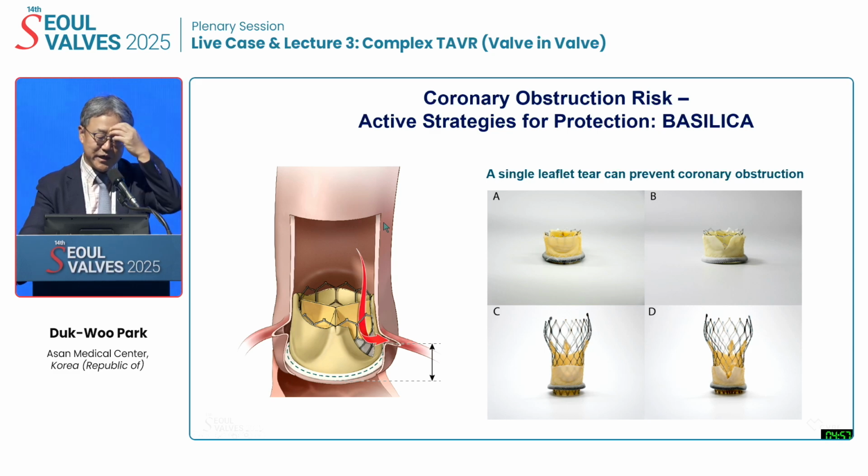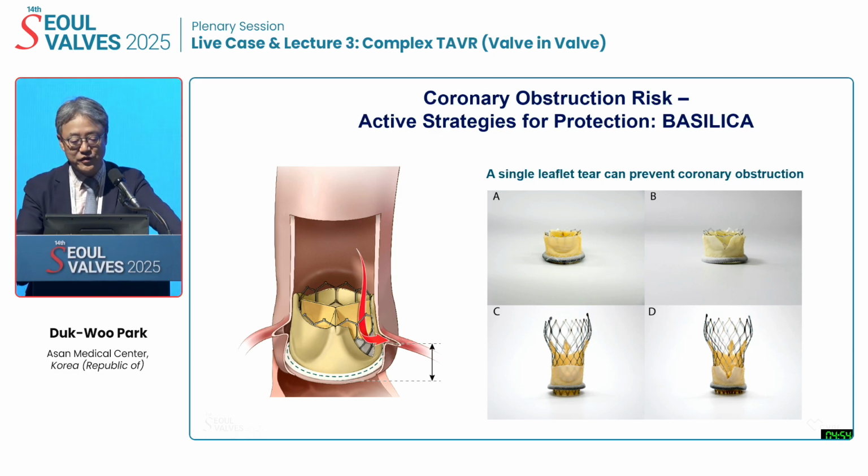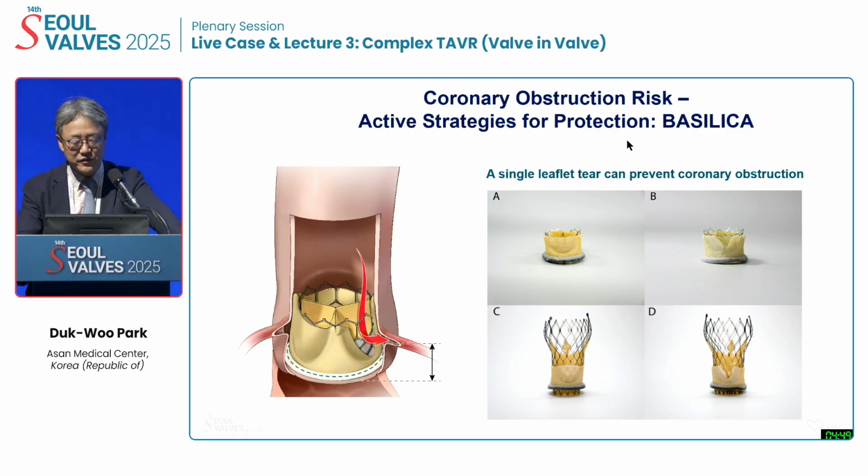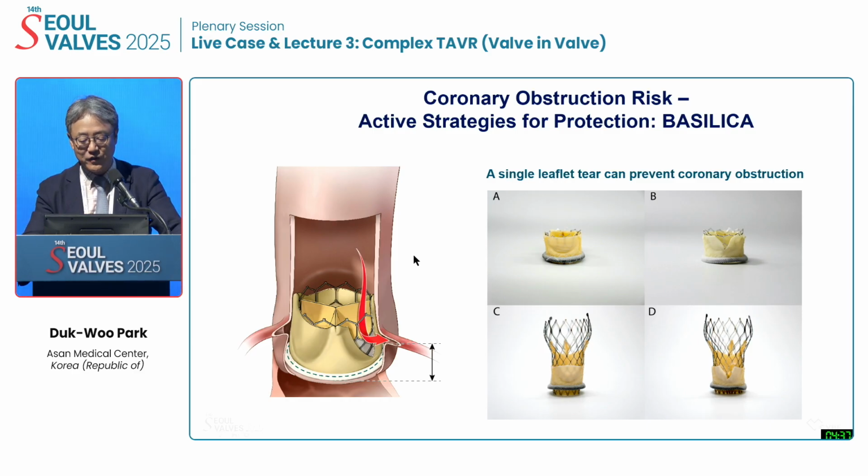Sometimes, with an extremely high risk of coronary obstruction, we consider an active strategy for protection. The passive protection is coronary protection: put in the wire, put in the stent. But in some cases the risk is extremely high, and at that time we consider very active management of the coronary risk.